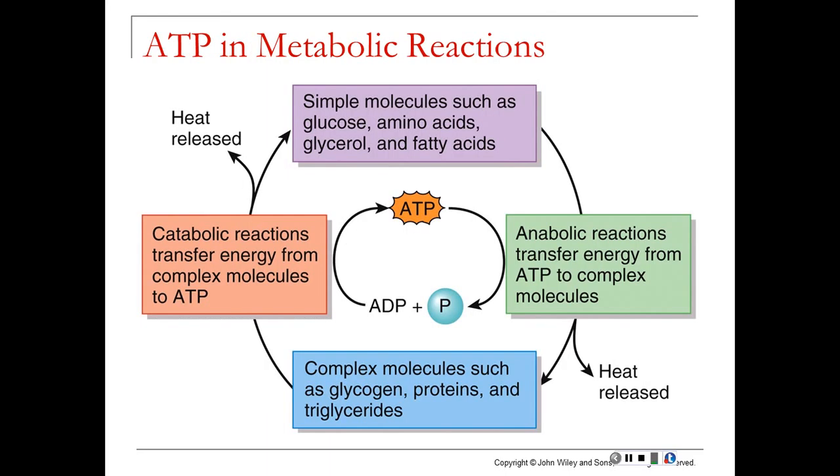Here you can see, I believe I drew a diagram such as this very early on in the semester. This is the idea of creating ATP. So you have simple molecules such as glucose, amino acids, glycerol, fatty acids. These molecules are broken down to make ATP. Complex molecules such as glycogen, proteins, and triglycerides can then be made, and then catabolic reactions, breaking these complex molecules down, forming ATP is also going to create these simple molecules.